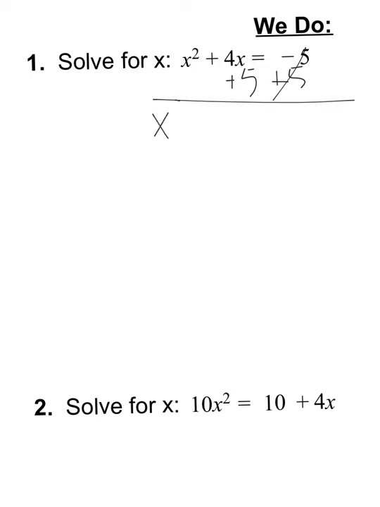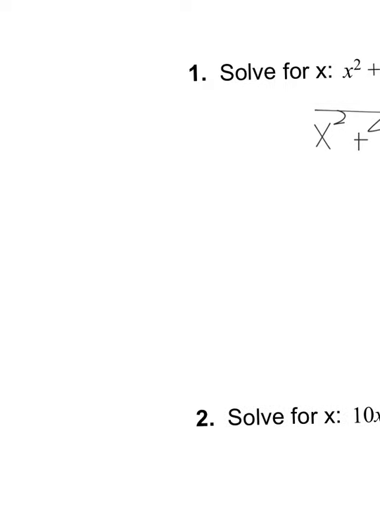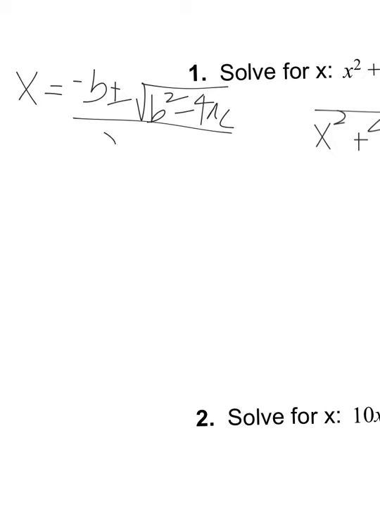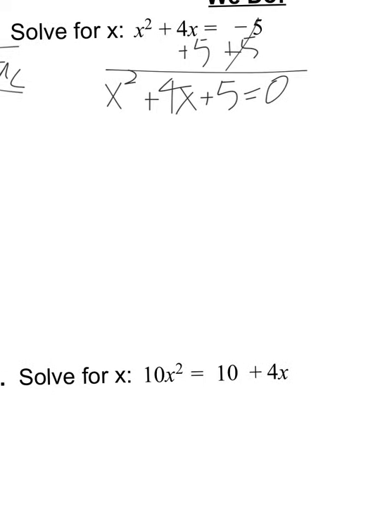So what we need to do is we need to do the quadratic formula. So to use the quadratic formula, we need to get everything on one side. And if you don't recall what the quadratic formula is, it's x equals negative b plus or minus the square root of b squared minus 4ac all over 2a. All right, so we have an a value of 1, a b value of 4, a c value of 5, and a is by the x squared, b is by the x, c is the constant.